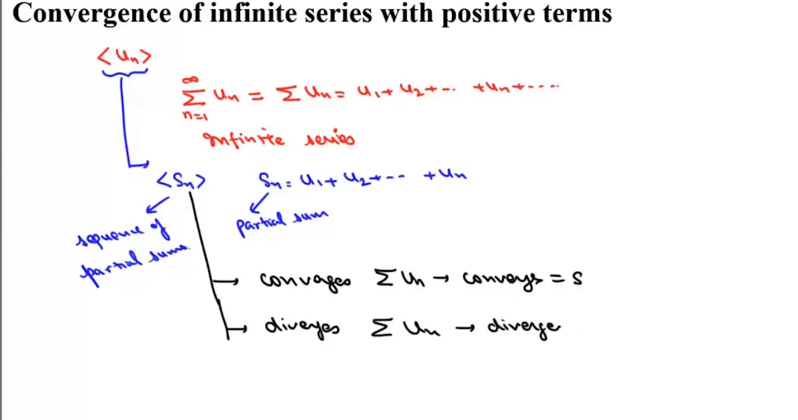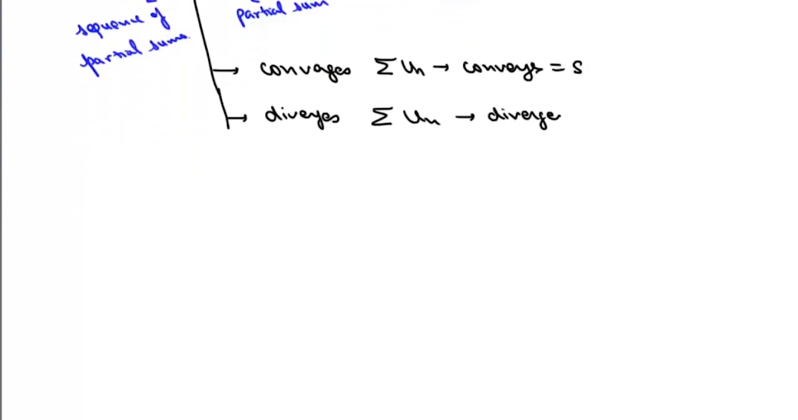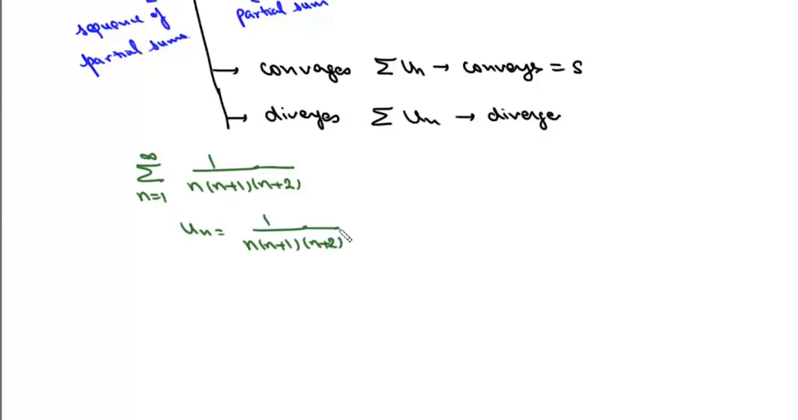Now we take an example. Suppose we have this series given by summation n varies from 1 to infinity 1 upon n into n plus 1 into n plus 2. So we have this infinite series. Now the sequence corresponding to this series will have its nth term as 1 upon n(n+1)(n+2).